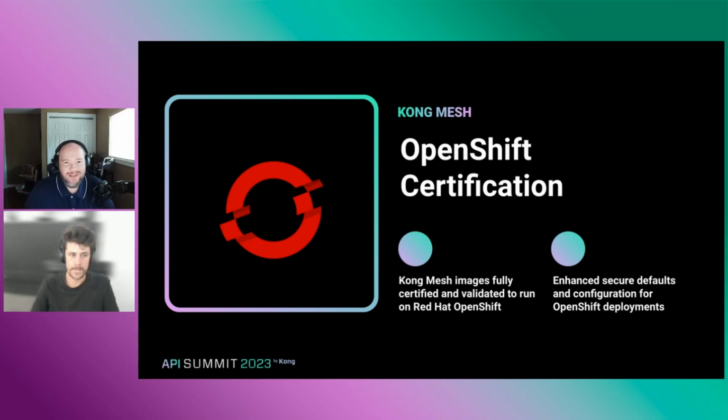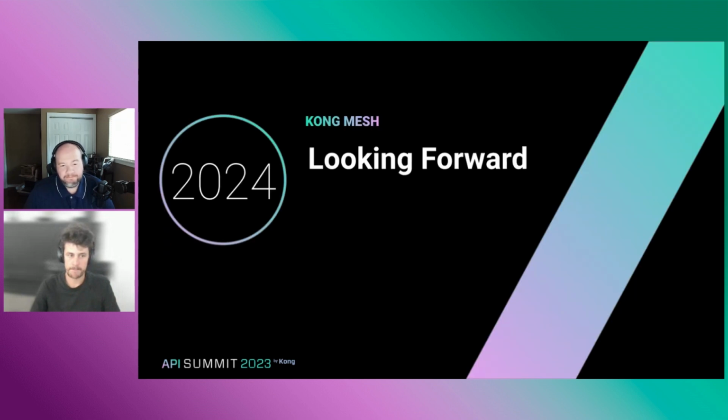All right, that's all the techie stuff out of the way. Onto OpenShift certification. So many of our customers are running on OpenShift clusters, and over the last few months, our partner team here at Kong has been working super hard to certify Kong Mesh to run on OpenShift Kubernetes clusters. We're pleased to announce that this is completed, and Kong Mesh is now searchable in the OpenShift image catalog with enhanced secure defaults and custom configuration if you're running OpenShift deployments.